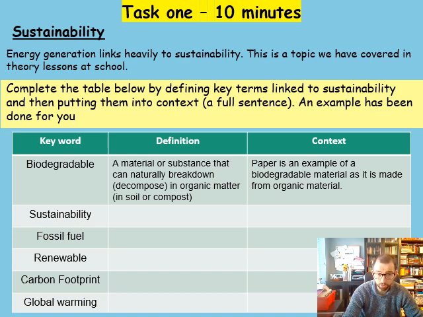I'd like you to try and, from memory, work out what the definition for each of these key terms is. And then I'd like you to create a sentence using that keyword in context. For example, we've got biodegradable here. Paper is an example of a biodegradable material as it is made from an organic material. Therefore, it will break down and decompose. So what's the definition, and then can you use that word in a sentence?